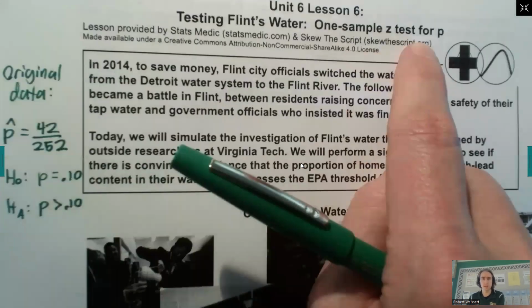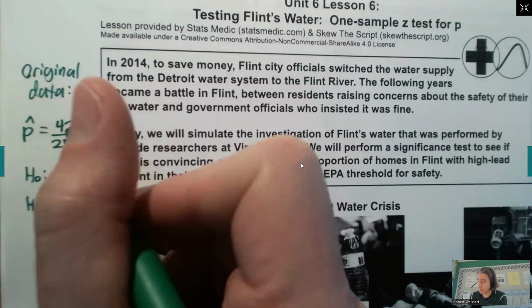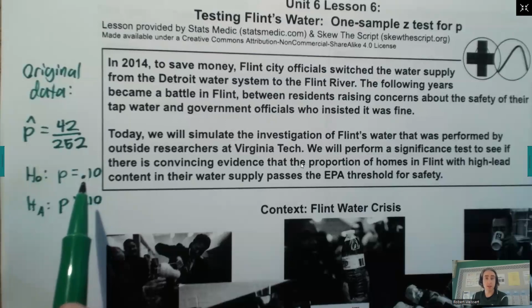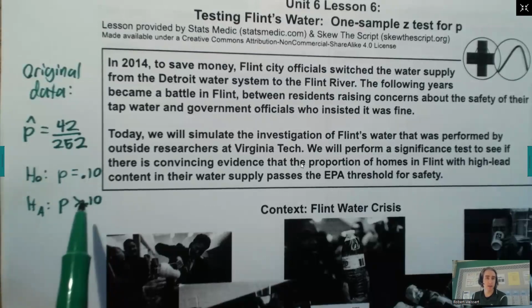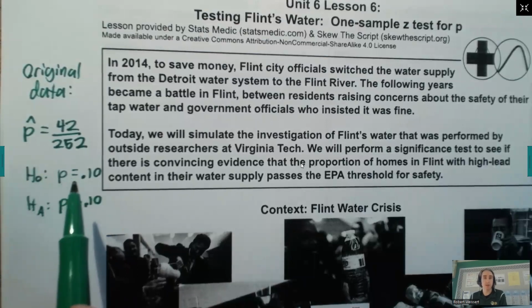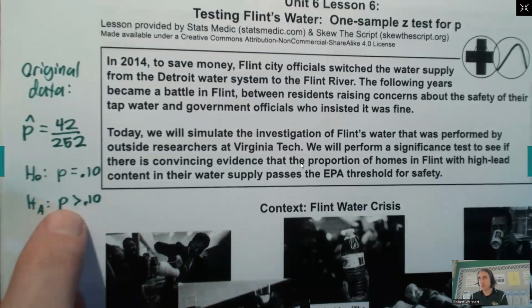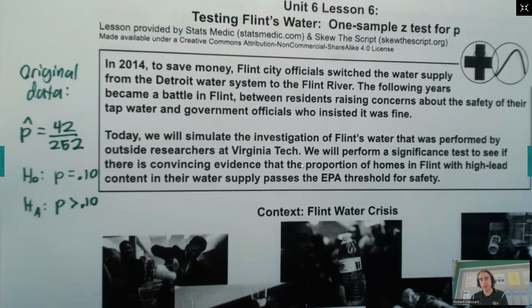So let's recall the previous lesson. We had some original sample data where we sampled 252 homes, and 42 of those homes had high lead level content. What we're trying to test is: is there enough evidence to conclude that more than 10% of the homes have a high lead content? Our null hypothesis was no, 10% of the houses have a high lead level content. And the alternative is that we're trying to prove that more than 10% of the households have high lead level content. So it's always going to be equal for the null, and the alternative is always going to be in whatever direction you're trying to prove. So in this case, it's greater than.